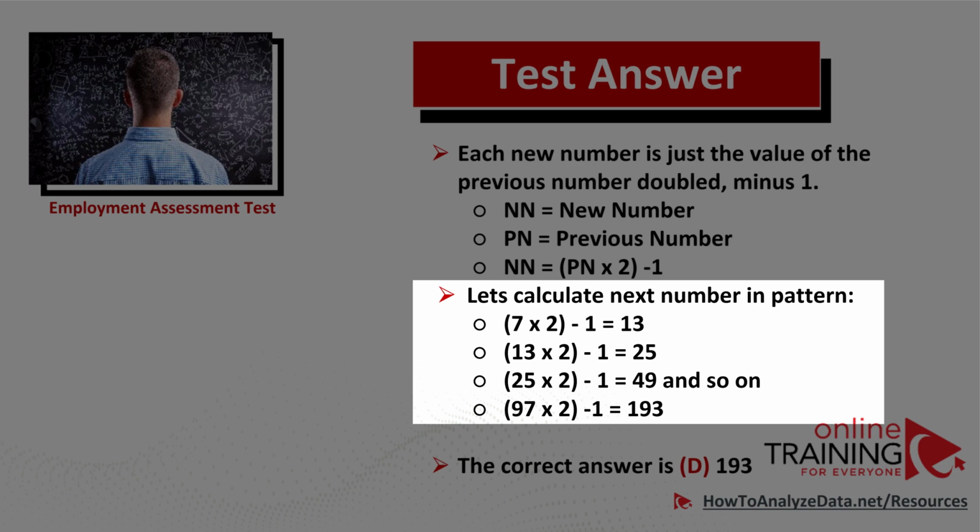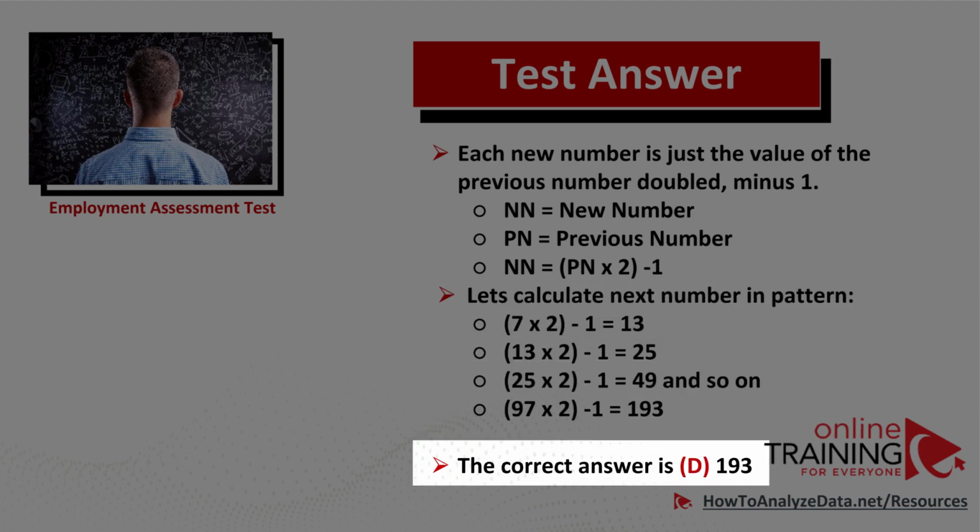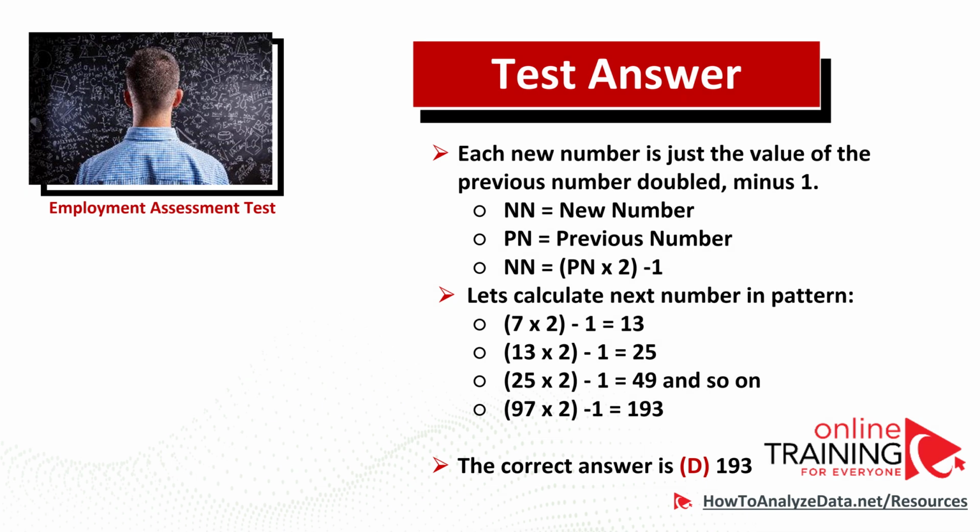7 multiplied by 2 minus 1 is equal to 13. 13 multiplied by 2 minus 1 is equal to 25. 25 multiplied by 2 minus 1 is equal to 50 minus 1, which is equal to 49. And 97 multiplied by 2 minus 1 would be 194 minus 1, which would be an equivalent of 193. So the correct answer here is choice D, 193. Hopefully you've nailed this question and now know how to solve these types of challenges on the test.